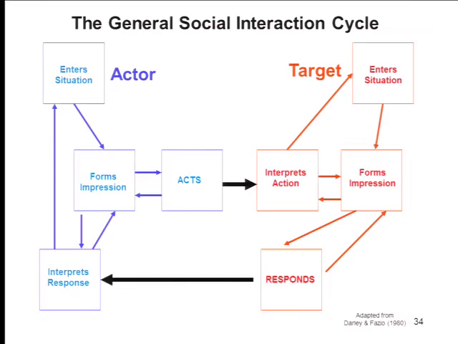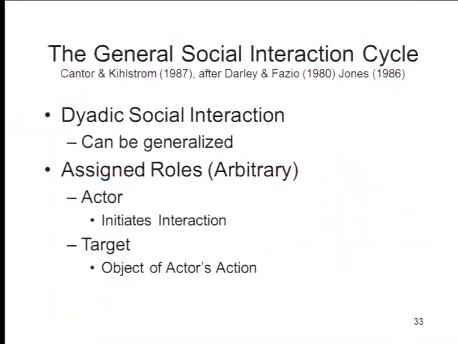What we're going to do is arbitrarily designate one of these 2 people as the actor. We're going to arbitrarily assign one of these individuals the role of actor, and we're going to call that person the actor because he or she actually initiates the social interaction. And the other person is the target, the object of the actor's action. But as you will see very quickly, the actor and the target reverse roles. Initially the target is the target of the actor's action, but pretty quickly the actor becomes the target of the target's action, and so on and so forth.